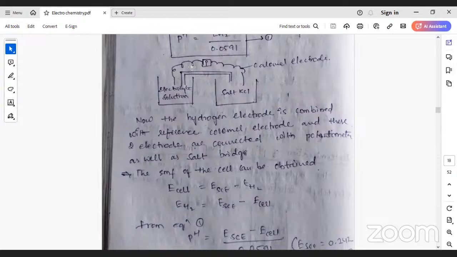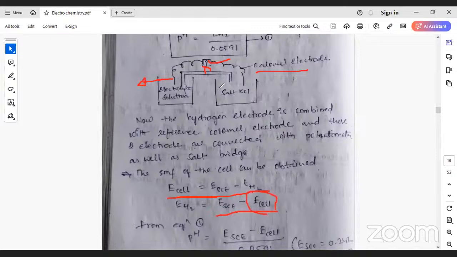So this is the connectivity. This is the hydrogen electrode whose solution we want to determine the pH of, and this is the calomel electrode. These two are coupled with a potentiometer as well as with the salt bridge. Once the experimental setup is completed, you'll get this equation: E cell is equal to E of standard calomel electrode minus E of H2. So from this, E of H2 is equal to E standard calomel electrode minus E cell.